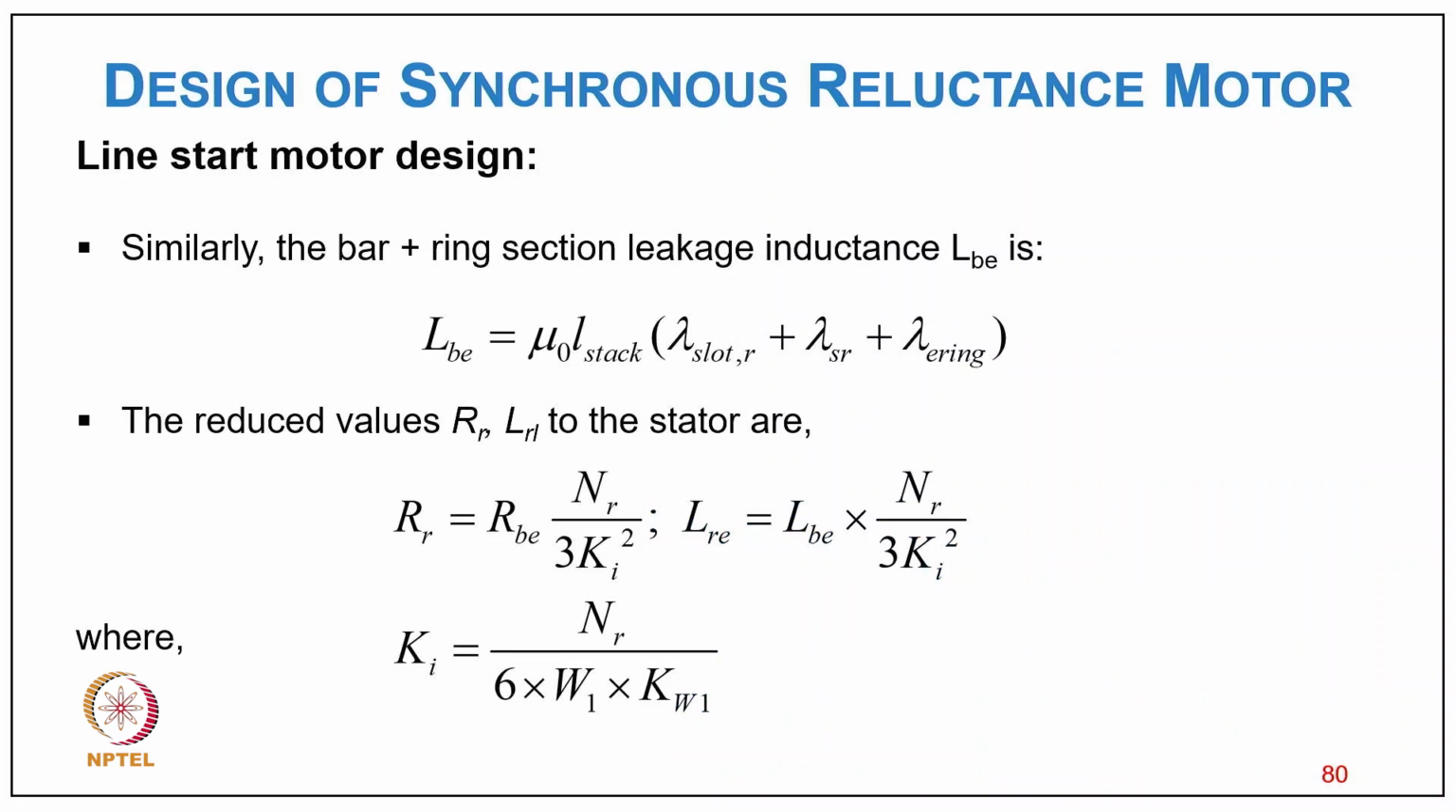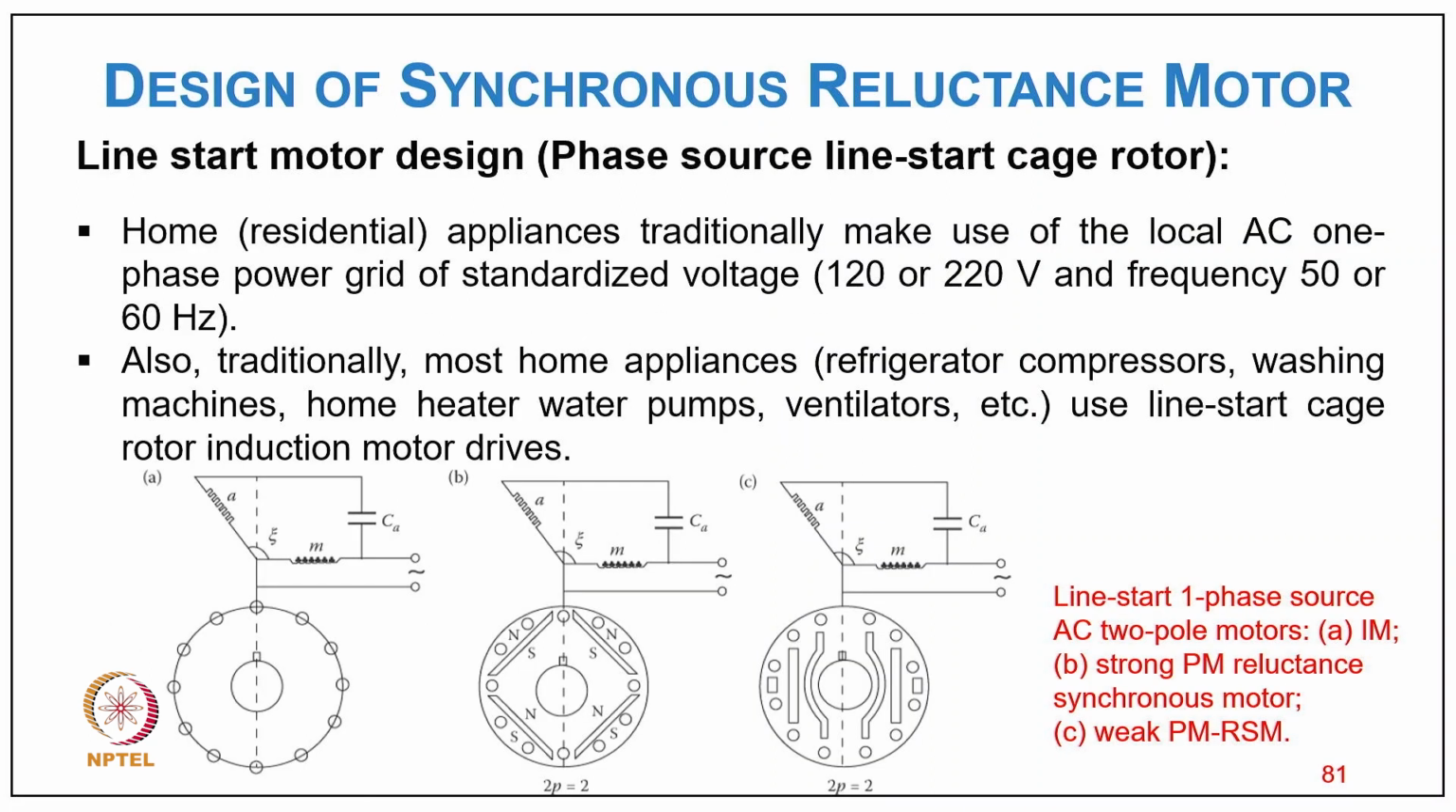And similarly, the bar plus ring section leakage inductance is LB equal to mu0 L stack in bracket lambda slot R plus lambda SR plus lambda ring, and the reduced values of RR and LR are RR equal to RB into 3 NR upon 3 KI square and LR equal to LB into 3 NR upon 3 KI square, where KI equal to NR upon 6 W1 KW1.